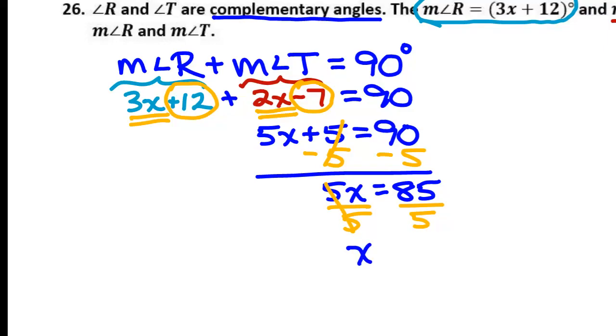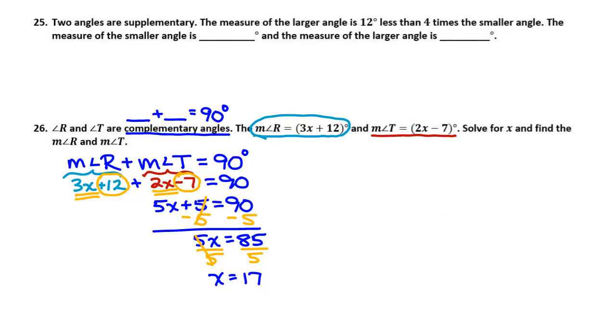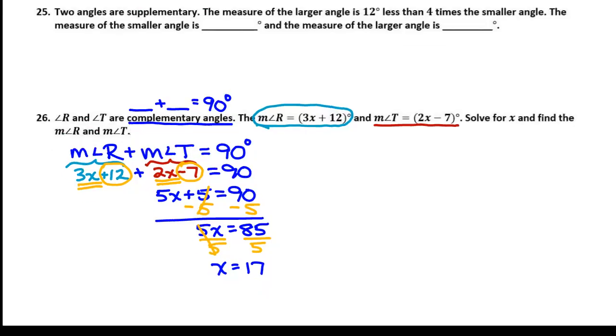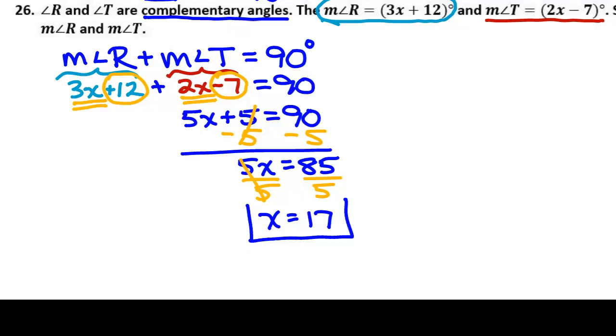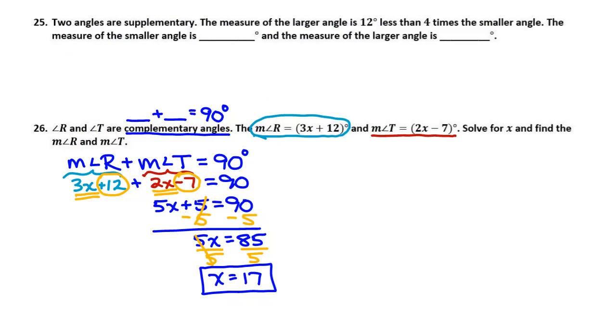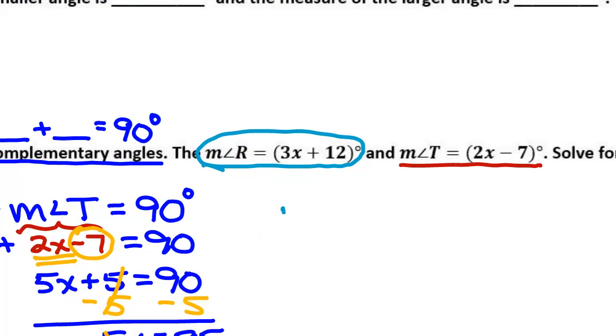And that means x is what? X is 17. Did they ask me to find x? Yes, they did ask me to find x. So that's part of my answer. Is that all they asked me to find? No. What else do I need to find? The measurement of angle R and the measurement of angle T.